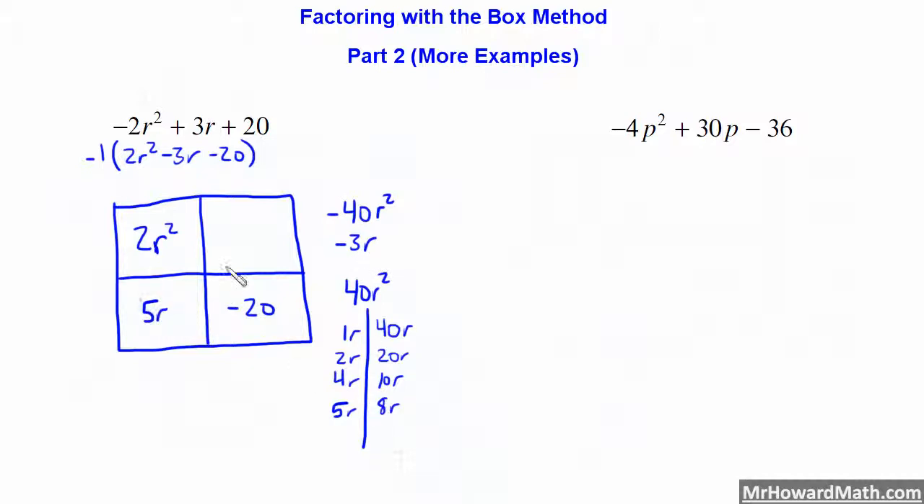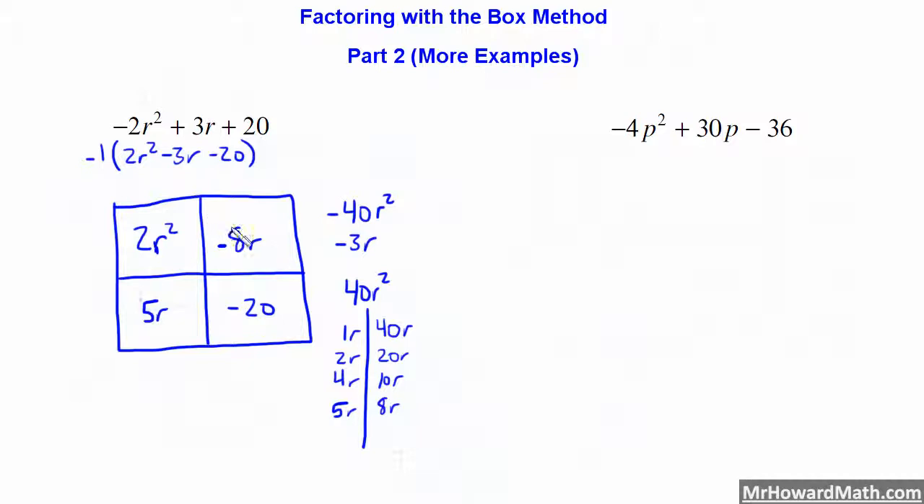Remember, it doesn't matter where we write either one of these. We could have written 8r right here and 5r here. It'll still work out to be the same. Now we need to apply our signs. So our product is negative, so that means one of these must be negative. Our sum is negative, so that means the biggest of these 2 factors needs to get that negative sign. So we'll put that right here.